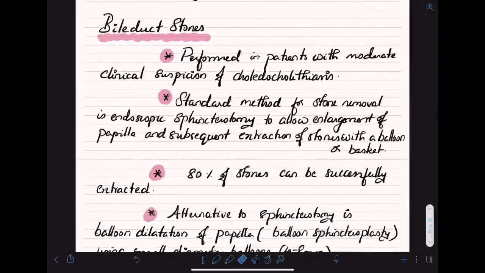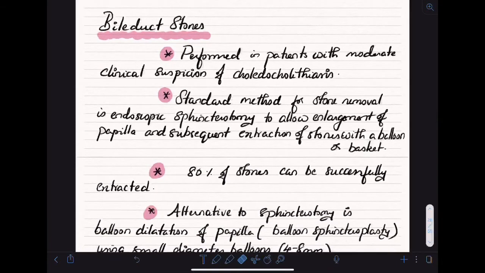Coming to bile duct stones, ERCP is performed in patients with moderate clinical suspicion of choledocholithiasis. The standard method for stone removal is endoscopic sphincterotomy to allow enlargement of the papilla and subsequent extraction of stones with a balloon or basket. 80% of the stones can be successfully extracted.